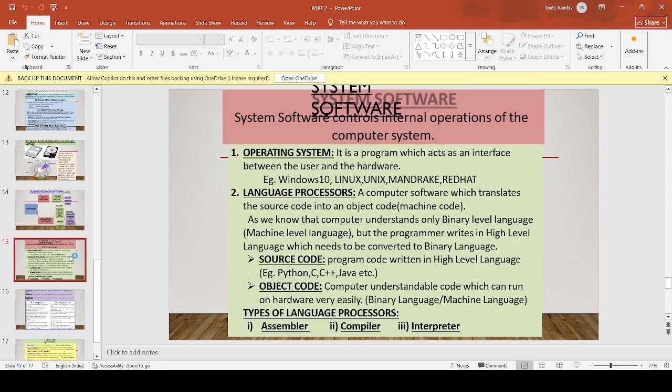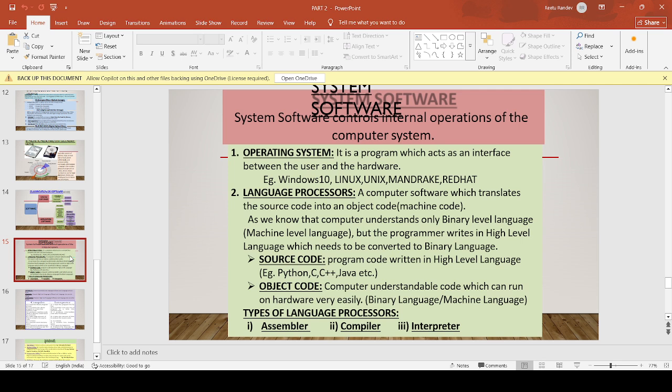So here we define what an operating system is: a program which acts as an interface between the user and the hardware. Examples are Linux, Windows, Unix, Red Hat. Language processors, what are they? A processor is something which processes the data, works upon the data, translates. So language processors are computer software or programs which translate the source code into the machine code.